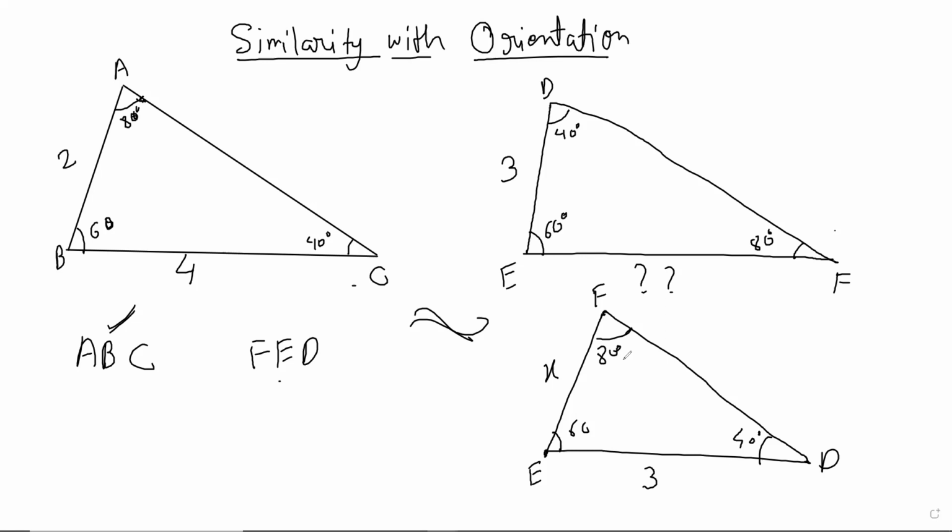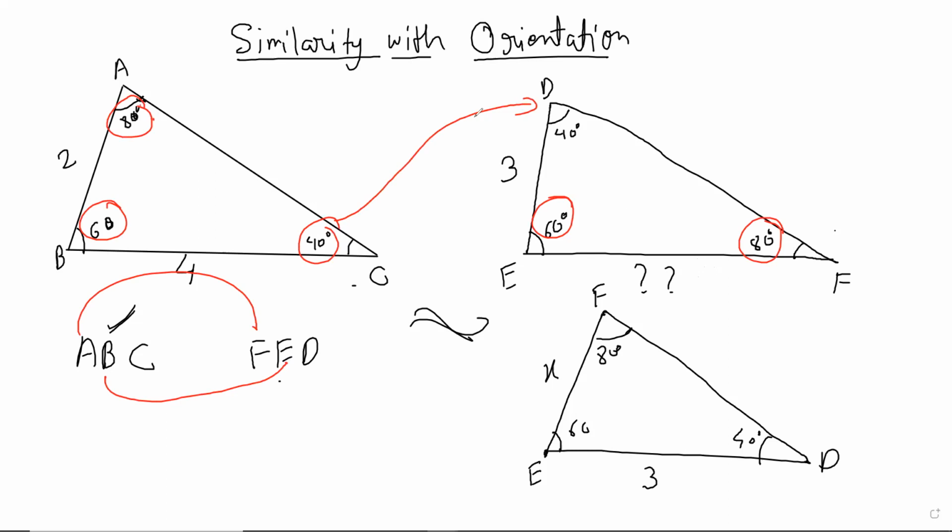Solved? No, I didn't solve it yet. I'm just saying that this is 80 here, right? Okay. So this 80 has to be matched with the 80 on the other triangle, right? So A has to be matched with F and the 60 has to be matched with the 60. So B has to match with E. Do you see my point now? So the C has to match with D. That's what I did. And so ABC is similar to FED.